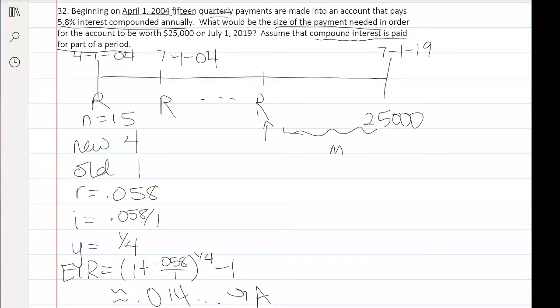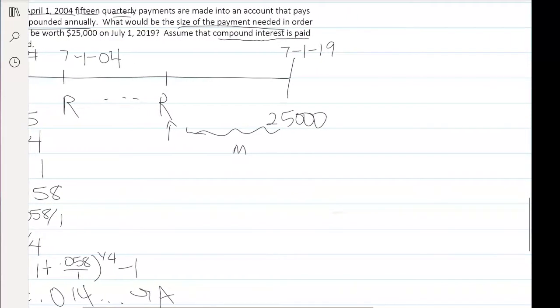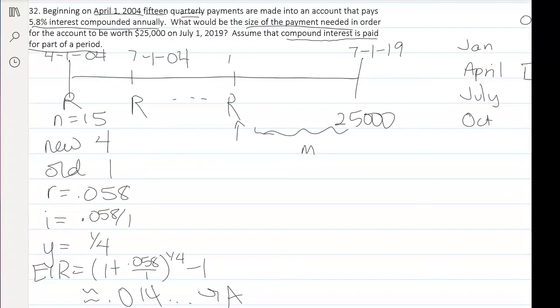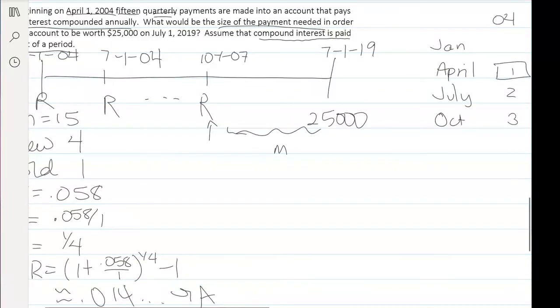Okay, so I'm just going to make a quick table. We have January, April, July, and October, and we're starting in 04. This was our first payment. Okay, so that means that our 15th payment would be October 07. So this is going to be 10/1/07. And then now we have to keep counting.